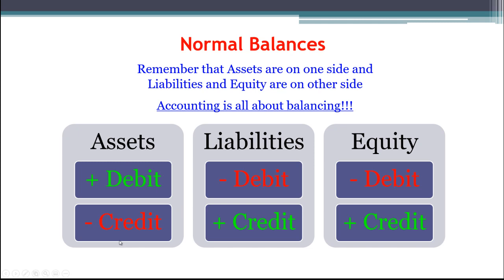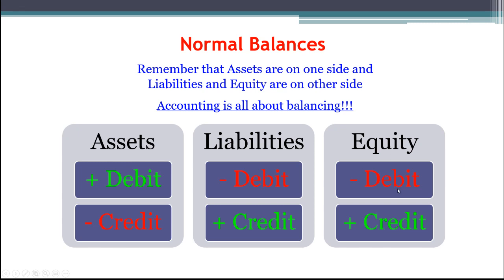So if you remember this, assets are increased by debits, therefore they're decreased by credits. But liabilities and equity have the exact opposite. They're increased by credits, therefore decreased by debits. Whatever they're increased by, that's its normal balance.